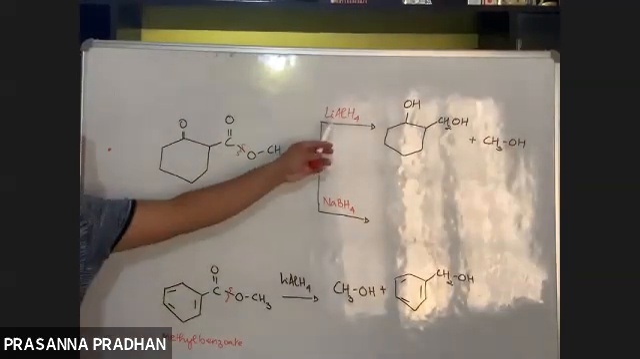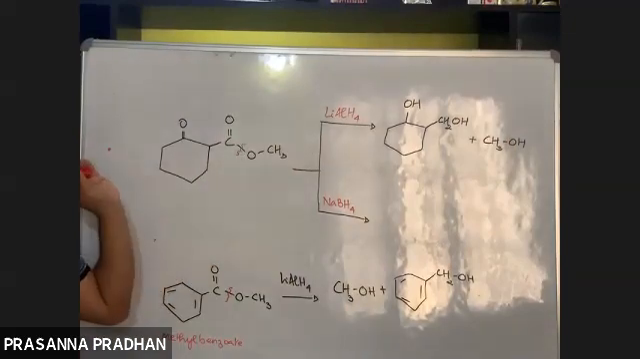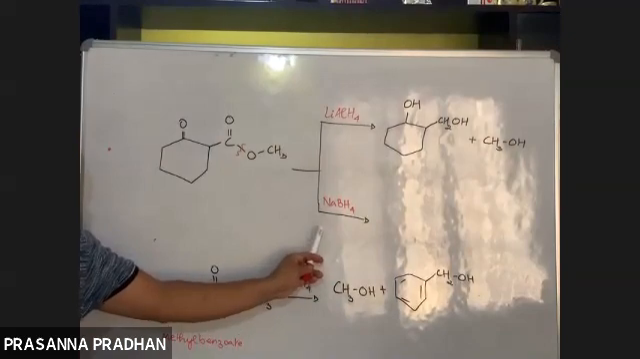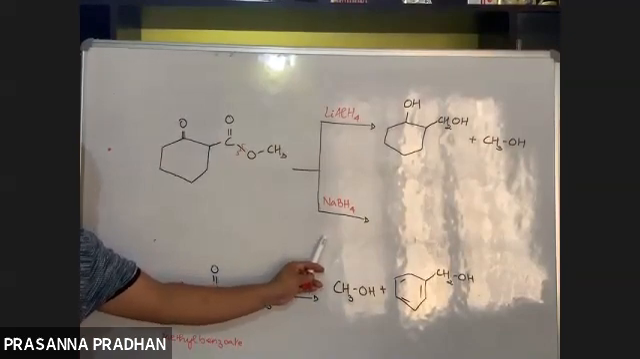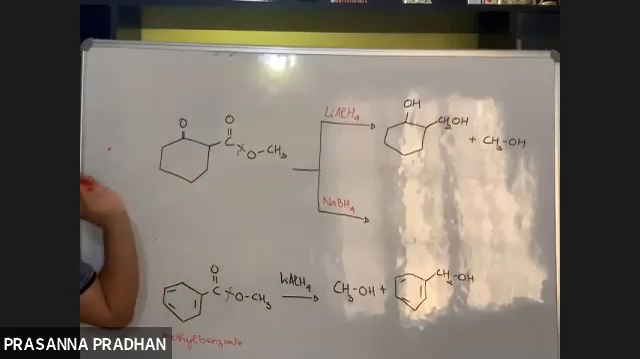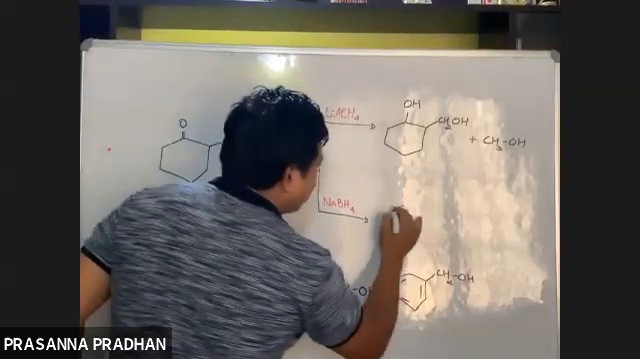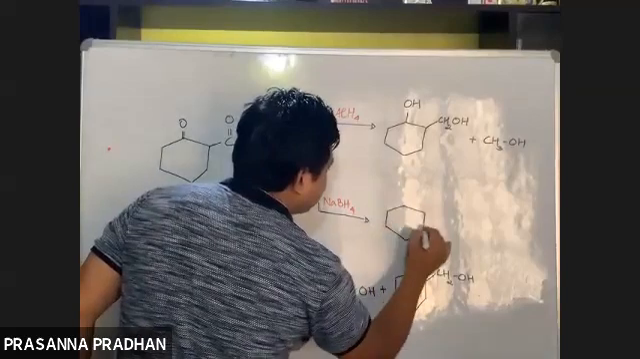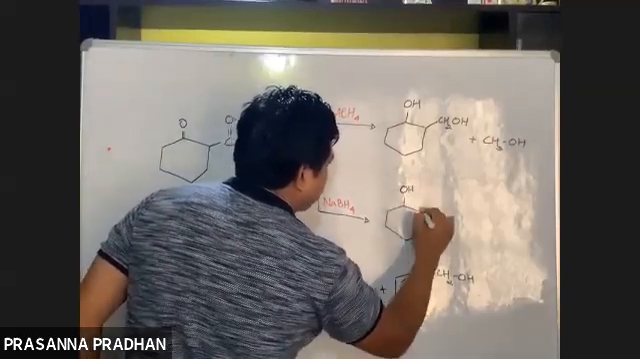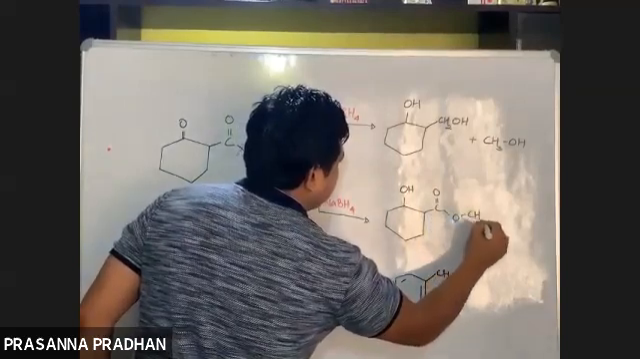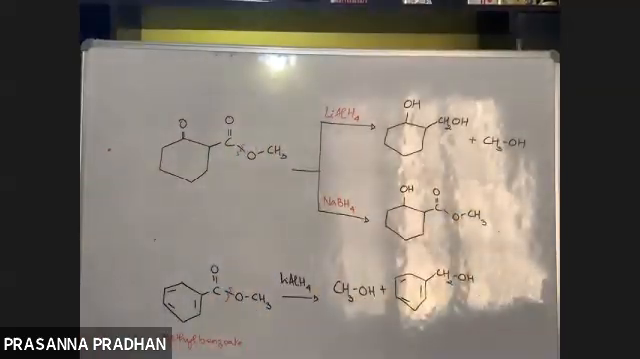So lithium aluminium hydride is able to reduce both the functional groups. But sodium borohydride will reduce only which functional group? Ketone. It is able to reduce only the ketone. It has no effect on esters because it is a selective reducing agent. So ketones will get reduced to 2 degree alcohol like this, and the ester part will remain unaffected.